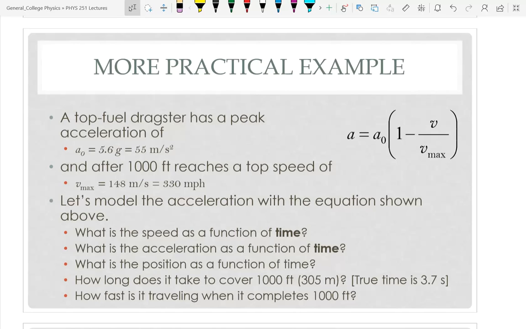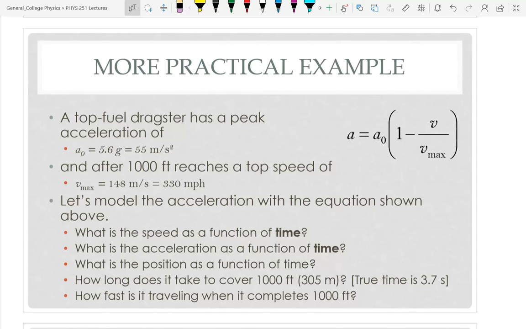Inertia, friends. Inertia. Okay, so staying with this, we have a top acceleration of 55 meters per second squared. It's going to make it really rough on the driver. And after 1,000 feet, it reaches a top speed of 330 miles per hour or 148 meters per second. And so I'm going to model the acceleration as the maximum acceleration minus the speed over the maximum speed it can attain. It's a fairly reasonable approximation.